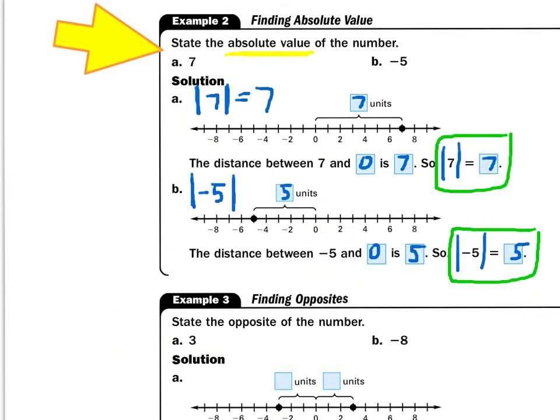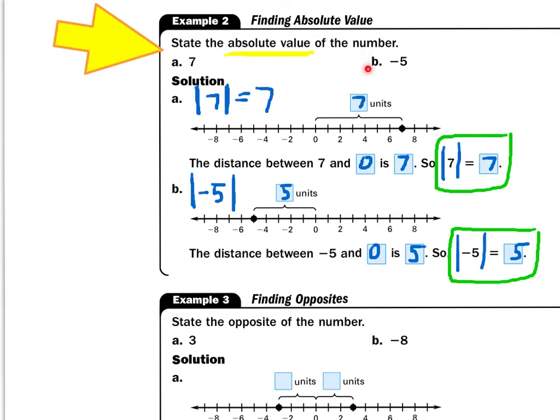Okay, finding the absolute value. So state the absolute value of the number. Well, the first number they give me is 7, so I really want you guys to use the symbol. I want you to put an absolute value sign around the 7, okay? So the absolute value of 7 is 7 because it's 7 steps away from 0, and they're showing you here it's 7 steps away from 0. So that's what I boxed right here.